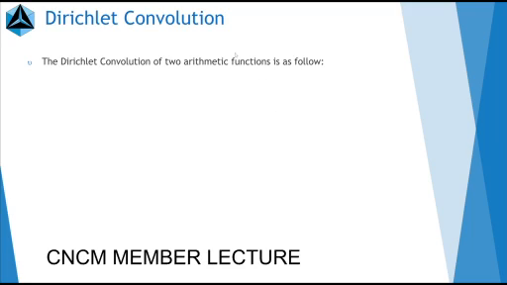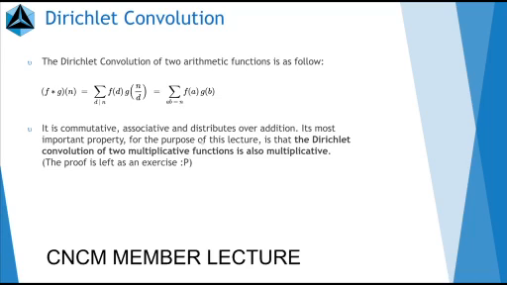The Dirichlet convolution of two arithmetic functions is as follows. The Dirichlet convolution of f and g is equal to the sum over all divisors d of n of f(d) times g(n/d), which is also equal to the sum of f(a) times g(b) over all a and b such that a times b equals n. Some basic properties of the Dirichlet convolution are that it is commutative, associative, and distributes over addition. Its most important property for the purpose of this lecture is that the Dirichlet convolution of two multiplicative functions is also multiplicative. The proof will be left as an exercise, and as a hint, the last two summations are both very useful.